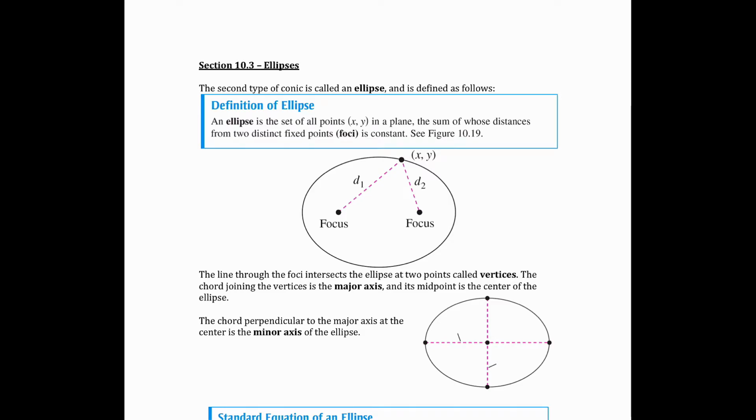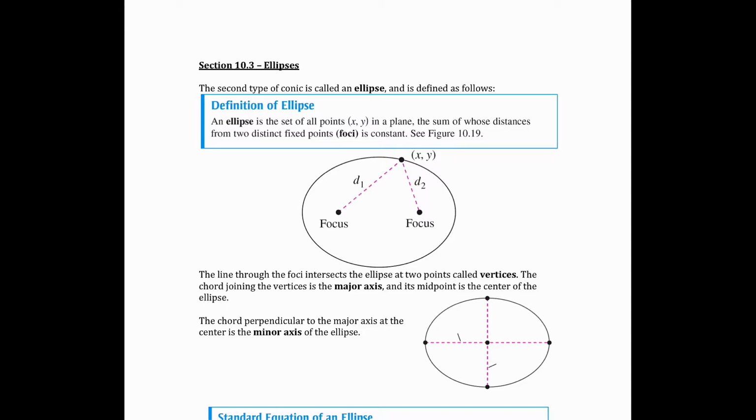Section 10.3 is about ellipses. We talked about parabolas in the last section, and now we're going to talk about the second type of conic section, called an ellipse. An ellipse is defined as follows. An ellipse is the set of all points x and y in a plane, the sum of whose distances from two distinct fixed points, called the foci, which is the plural of focus, is constant.